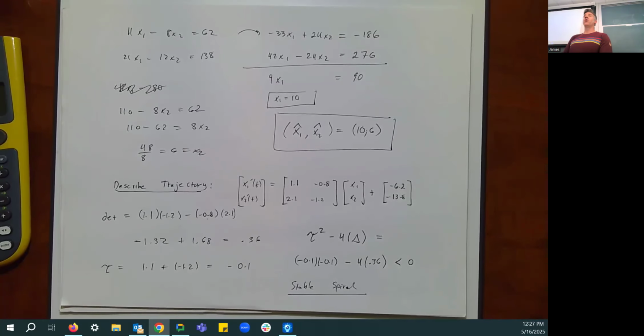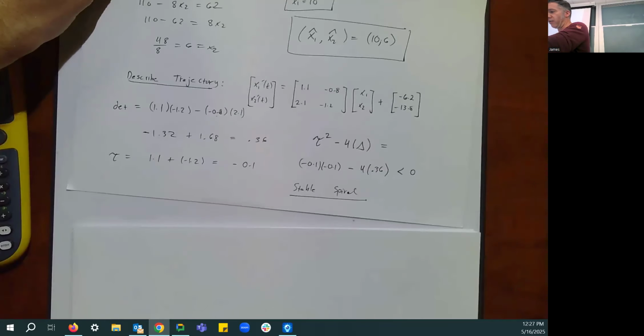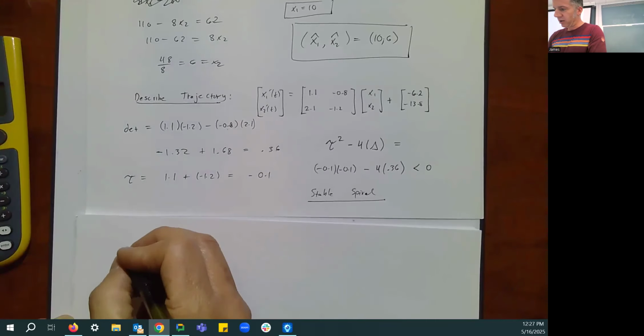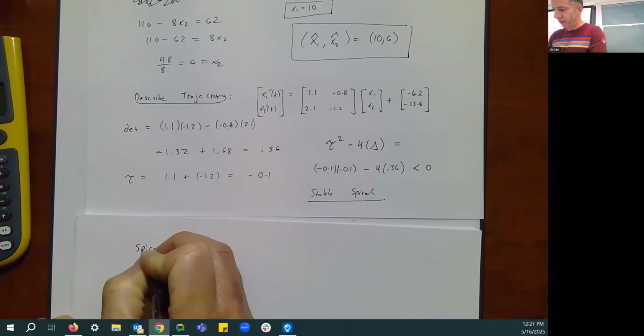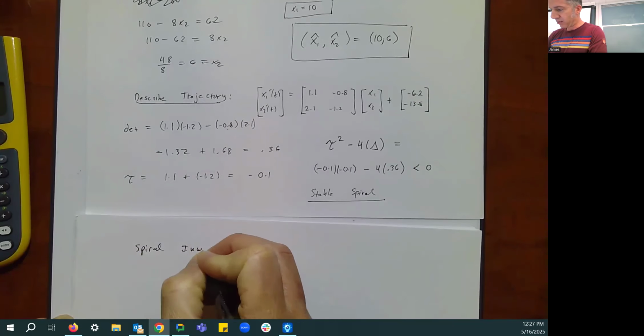So if it's a stable spiral, is it spiraling clockwise or counterclockwise? That's a terrible question because it could be either. Is it spiraling inward or outward? Inward, because we're spiraling inward towards the equilibrium, which is 10 comma 6. It's definitely spiraling inward. But what about the direction of our turning? We're definitely spiraling inward because of stability.